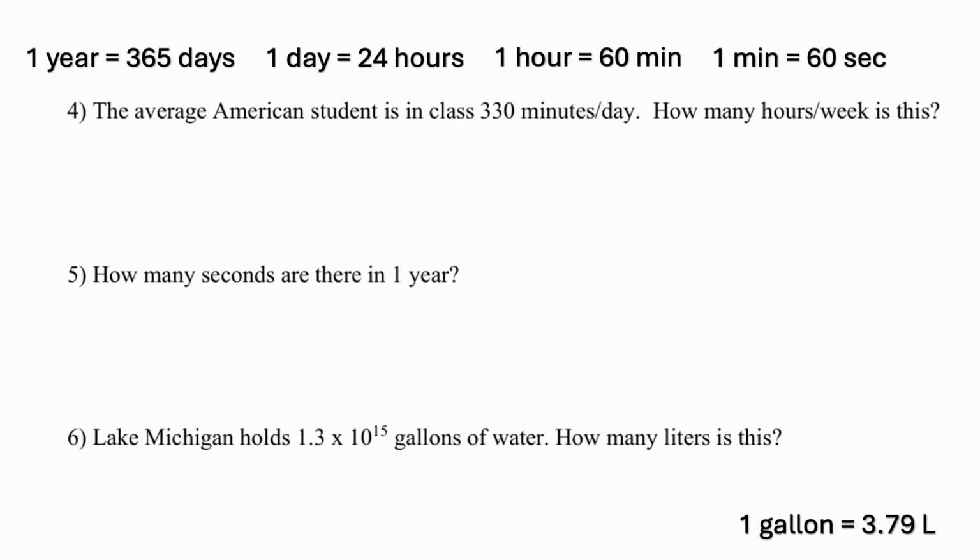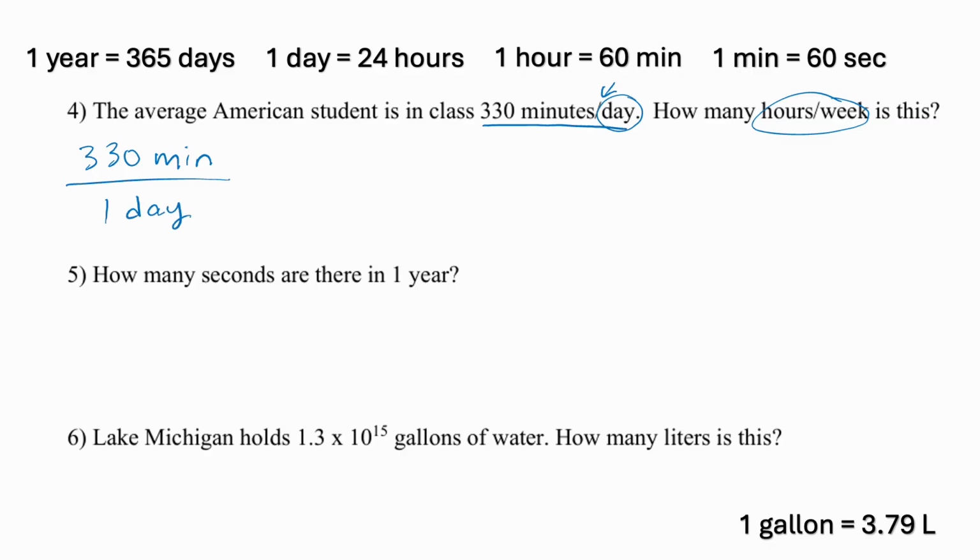All right, number 4 says the average American student is in class 330 minutes for every one day. How many hours per week is this? So let's start with what we have. 330 minutes per, whenever you see per or a division sign, remember whatever is after it is in the denominator. So 330 minutes per one day.